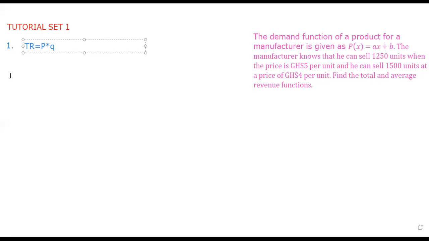So developing the price function, we are saying that P is in the place of Y. So when we see P, that is the price, it's the same as Y. So our Y1 is what? It says the manufacturer knows that he can sell 1,250 units when the price is 5. So Y1 is 5, and X1 is 1,250.